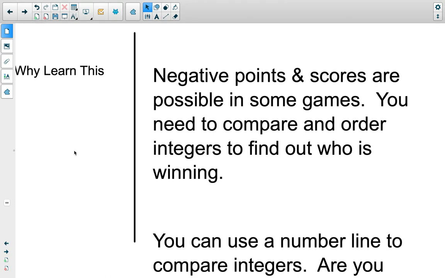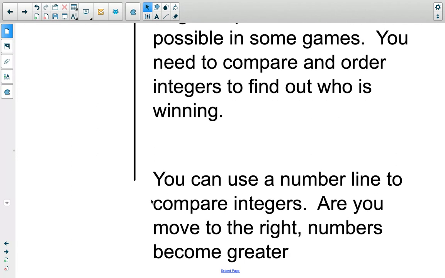So why do we need to learn this? Well, sometimes in a game or some sports, you will have positive and negative points, and you need to compare to see who is winning. So you can use a number line to compare integers. Remember, as you move to the right, numbers are bigger. As you move left, numbers are smaller.